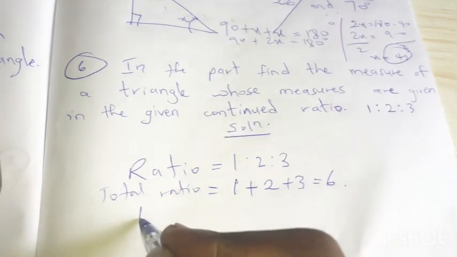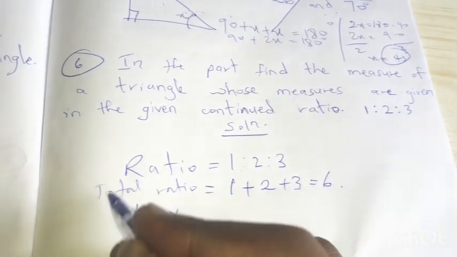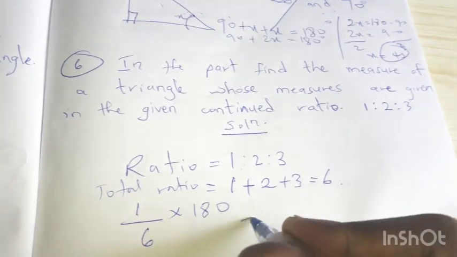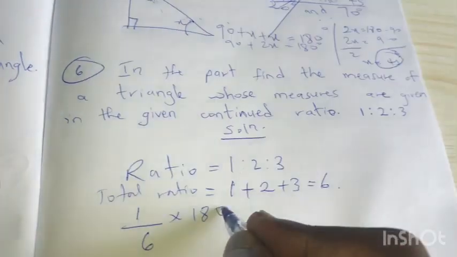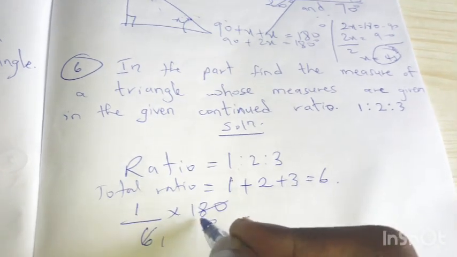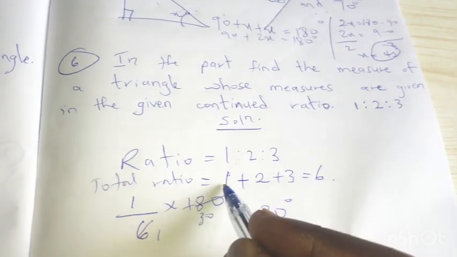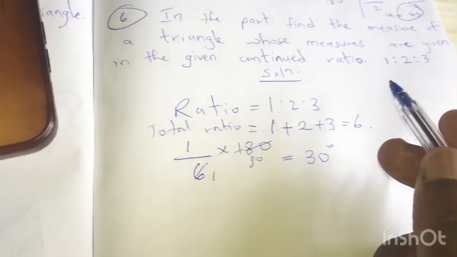If you want to find the angle which is 1, all we do is 1 over the total ratio 6, times what's the total angle in a triangle? 180. Now 1 over 6 times 180 is what? 30. So 1 times 30 is 30 degrees. That's the first angle that corresponds to 1. I hope you can try the next one.